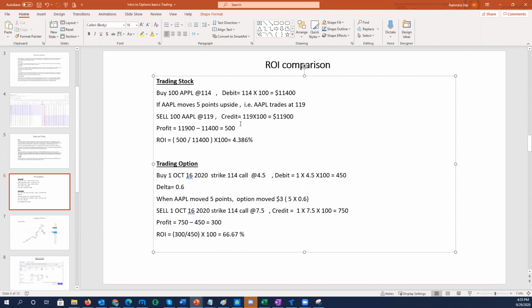If you have 100,000 or 200,000 sitting in your account and you're just trading stocks, you may be making 4%, 5%, but you are not making the most out of it. Is anyone waiting for this? Okay, good.